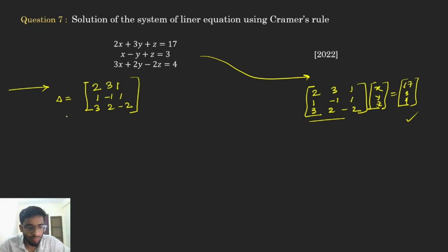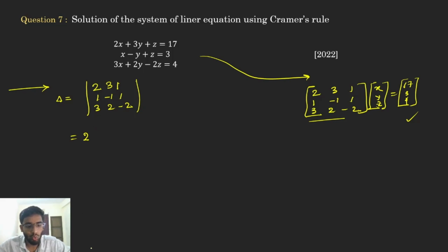Now, del is nothing but the matrix, not exactly. We have to take the determinant also. The determinant form is known as del. So let's calculate the determinant. For your understanding, I am breaking down each and every step.